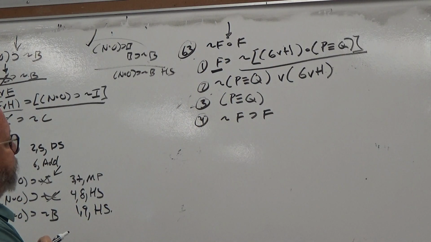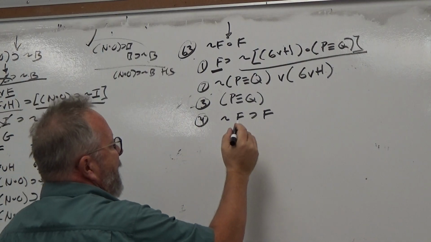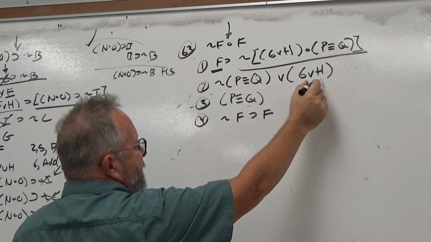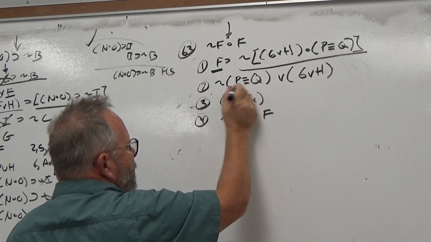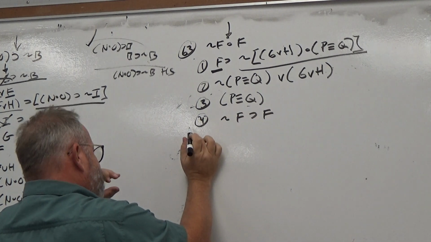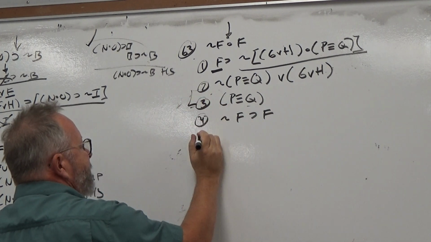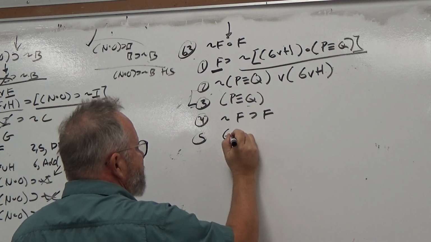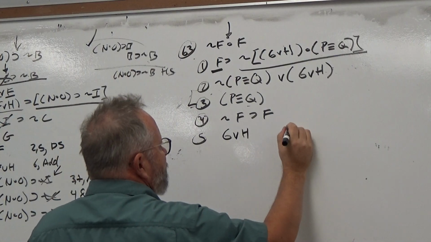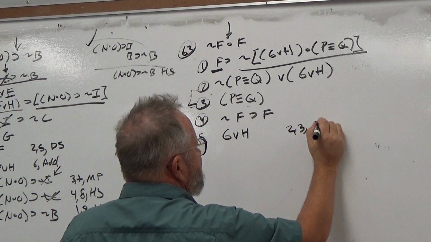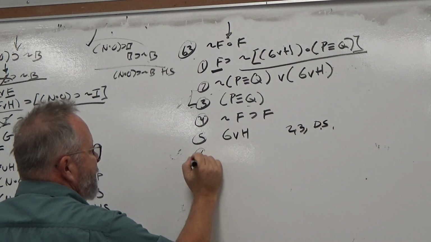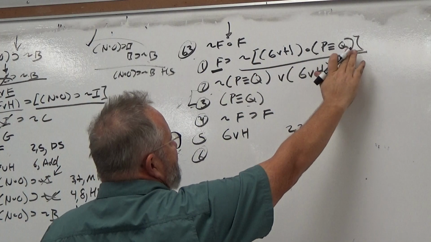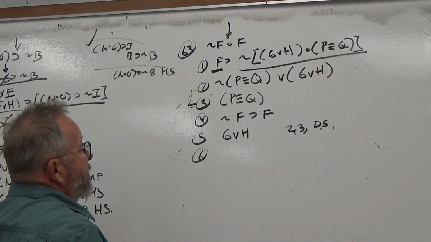So I have the P if and only if Q part. The G or H part is right here in an OR, so I need a not one of these, which I have right there on line 3. So that's the first step I'm going to do, is I'm going to do a disjunctive syllogism between 2 and 3, and that gets me G or H. 2, 3 on DS.